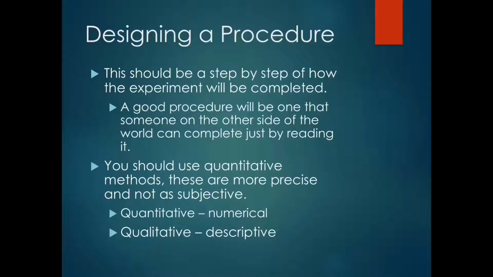And generally with procedures, you're going to want to use quantitative methods because they're more precise and not as subjective. Quantitative methods are numerical methods. They always use numbers. Whereas qualitative, these are descriptive. So if you're doing an experiment, let's say you're using hydrogen peroxide to water some plants and not others. So a quantitative method, a numerical method, would be measuring the growth rate or measuring how tall these plants get after a certain period of time.